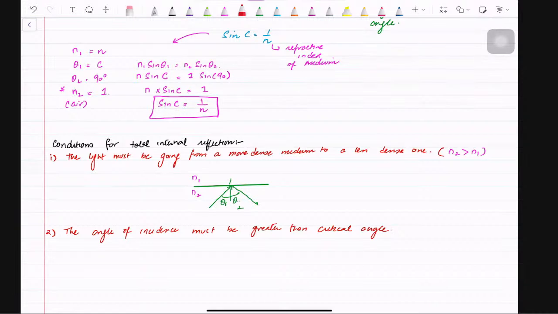Obviously, these two angles, when it reflects, right? So it will follow all the rules of reflection. So you should remember, theta 1 will be theta 2. In any case, these angles are the same.